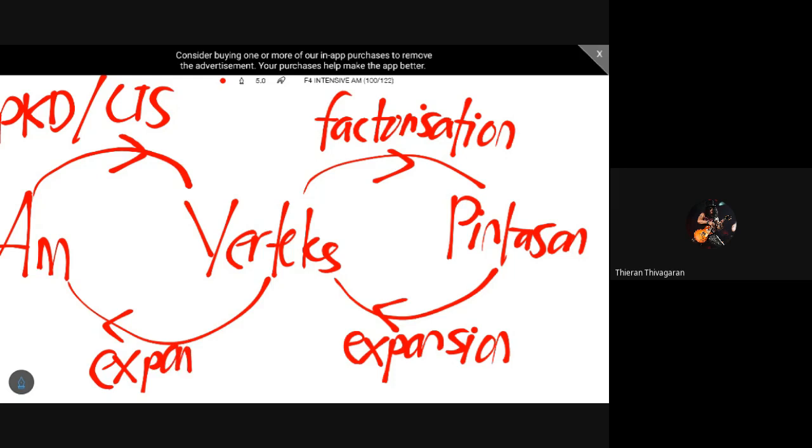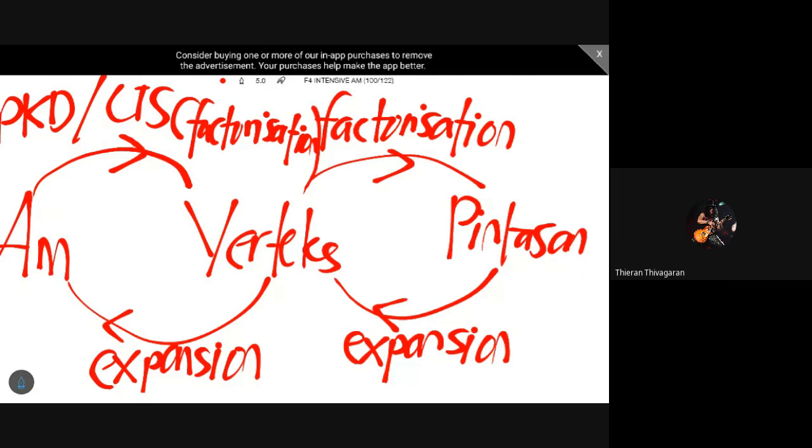Sebab kamu kena sedar guys, PKD or the CTS method is actually a form of factorization. Satu bentuk pemfaktoran yang ni. This is also a form of factorization, tapi kaedah dia spesifik sahaja. Okay, so this also you can label as factorization. Okay guys, can you understand this mind map? Boleh faham tak? Carta alir ini. Yang ni amat membantu kamu dalam exam. If you want to go from which form to which form.